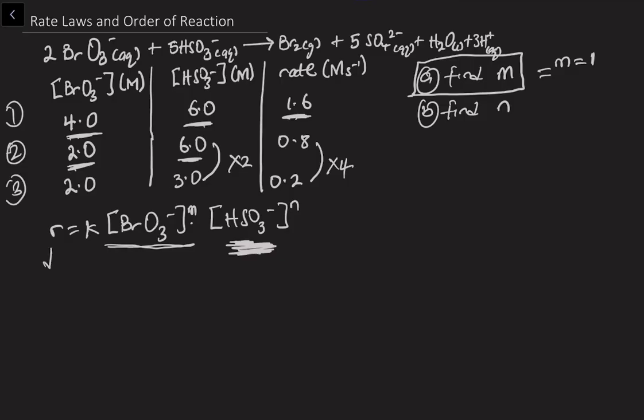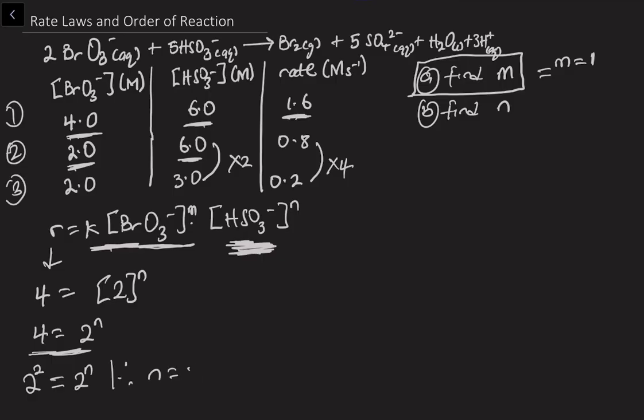So the rate is 4. We can ignore K, we can ignore BrO3 minus. We focus on only HSO3 minus, 2 to the power N. So 4 is equals to 2 to the power N. Mathematically, one will make these have the same base. So what will the base of 2 be to give you 4? It will be 2 to the power 2 equals 2 to the power N. Therefore, N is equals to 2. So for B, N is equals to 2.